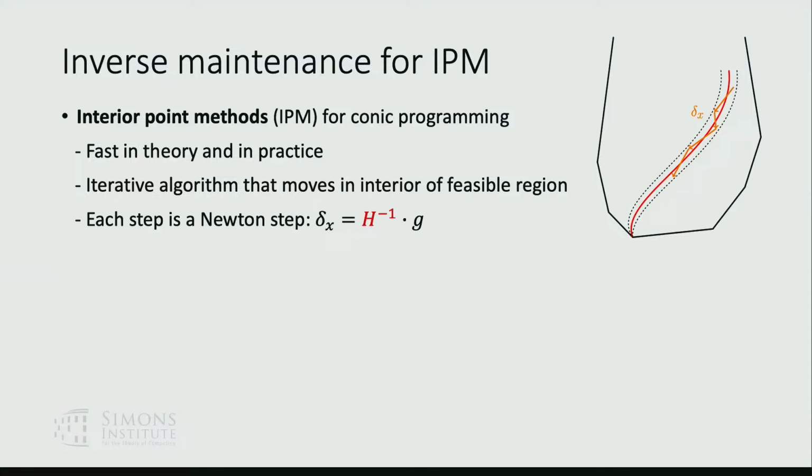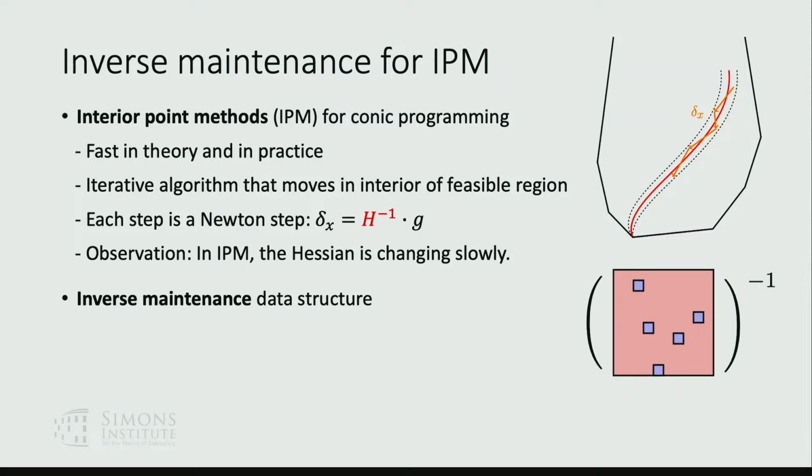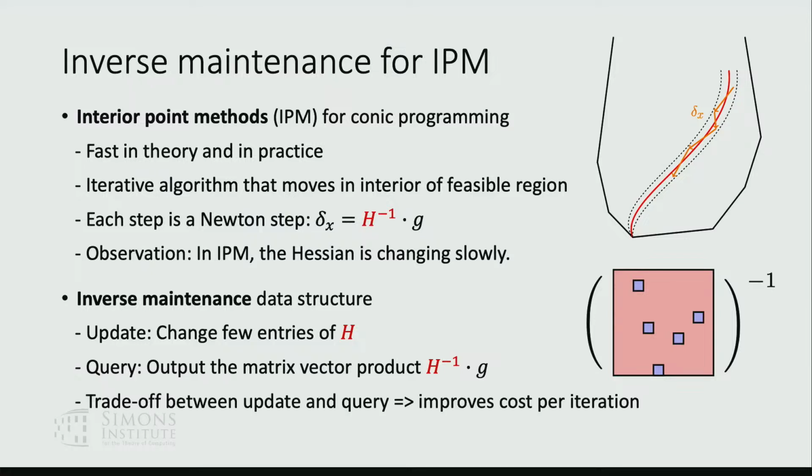And each step of the IPM can be viewed as a Newton step. So you can view it as Hessian inverse times the gradient. And now you see where the inverse shows up. And the observation is that in IPM, the Hessian is usually changing pretty slowly. So we can use an inverse maintenance data structure that only performs some update to your inverse and maintains this inverse during different iterations. This data structure will support two operations. The first one is an update operation where we only change a few entries of the matrix itself. And the second operation is a query operation that will output the matrix vector product of the inverse of Hessian times some vector. And we can design better data structures, and by using a better trade-off between the update and query, this will improve the cost per iteration.